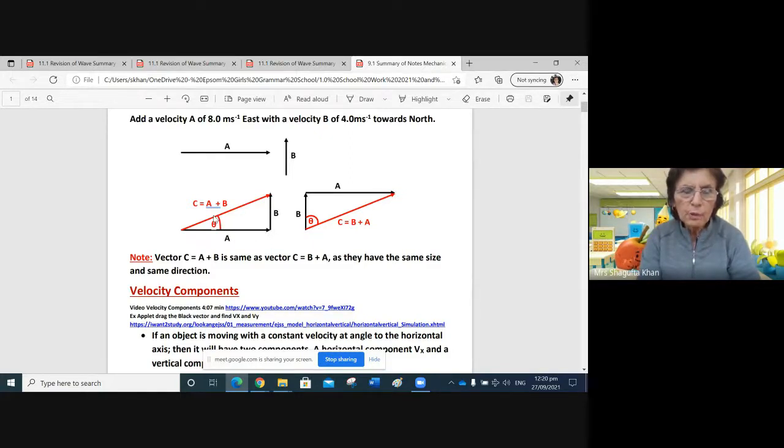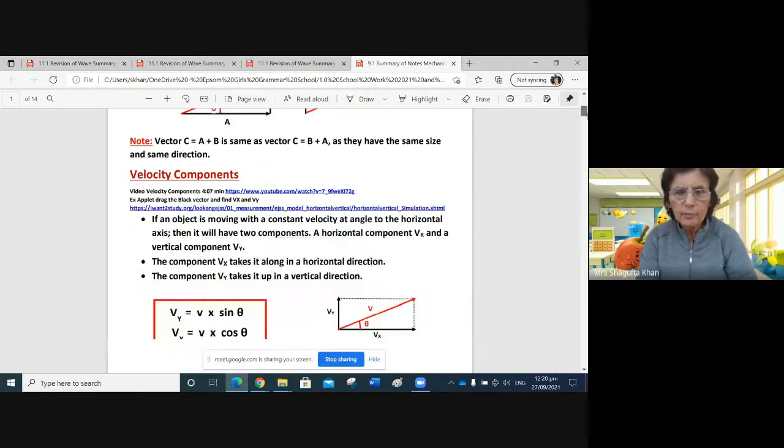Then you use Pythagoras to calculate the size of this true velocity, and to calculate the angle, you can use geometry. Tan theta is opposite over adjacent. So that's how we do the addition of velocities, or addition of any vector quantity.